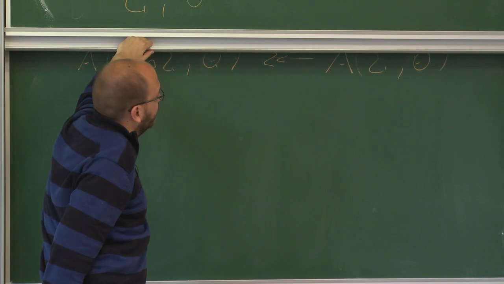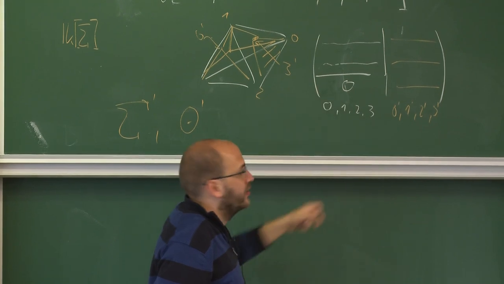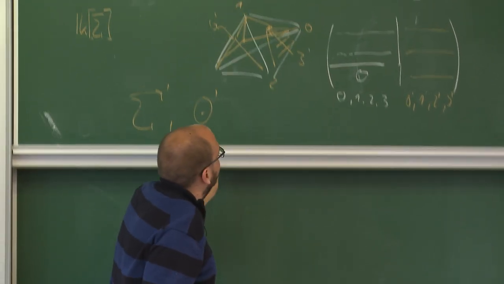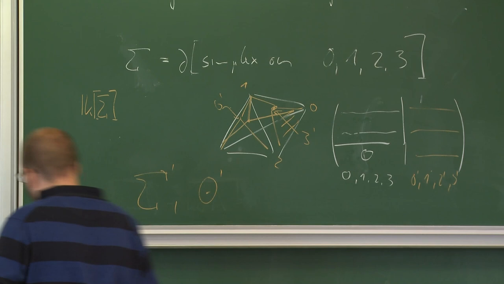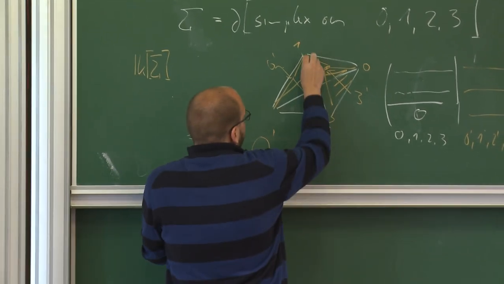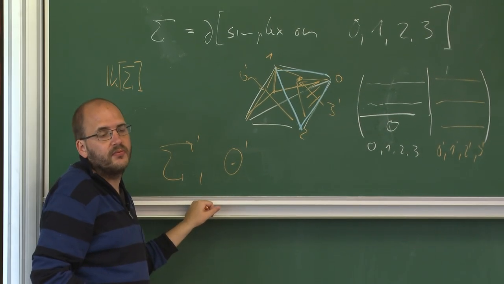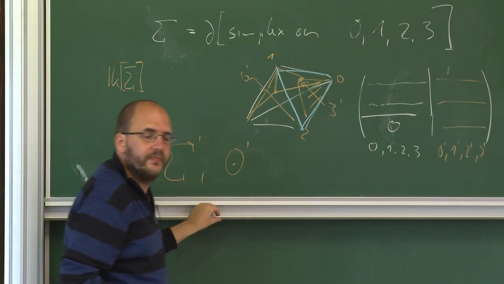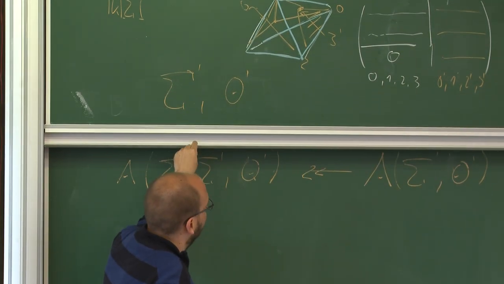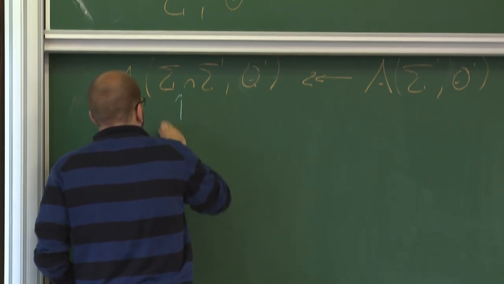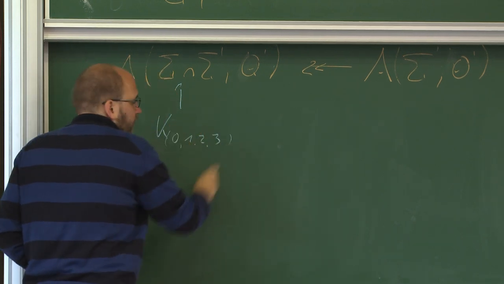It's not a generic linear system because it's still zero, right? It's still rather degenerate on some of the vertices. Sigma intersection sigma prime. Well, I took the original sigma and I subdivided some faces. So what is the intersection? Well, these are just the original vertices and the original edges that I have, right? This is just the graph, a complete graph on the vertices 0, 1, 2, 3.